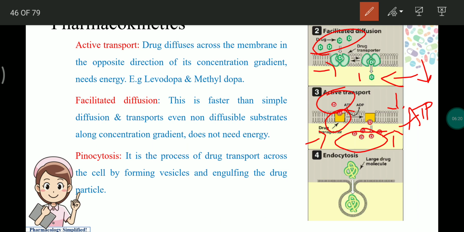And the next one is pinocytosis. It is the process of drug transport across the cell by forming vesicles. It is even called vesicular transport. This applies to a larger drug molecule that cannot cross the cell membrane. It forms a vesicle by attaching to the plasma membrane, and this type of transport is called endocytosis or pinocytosis.